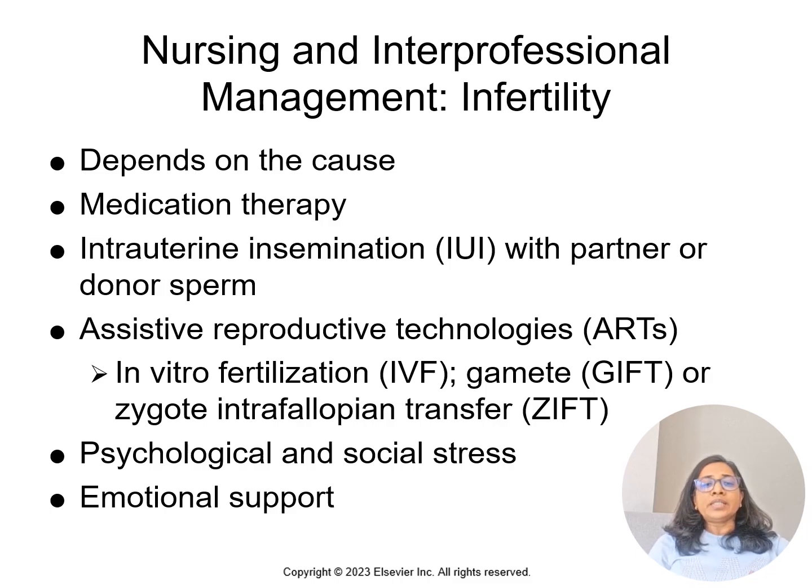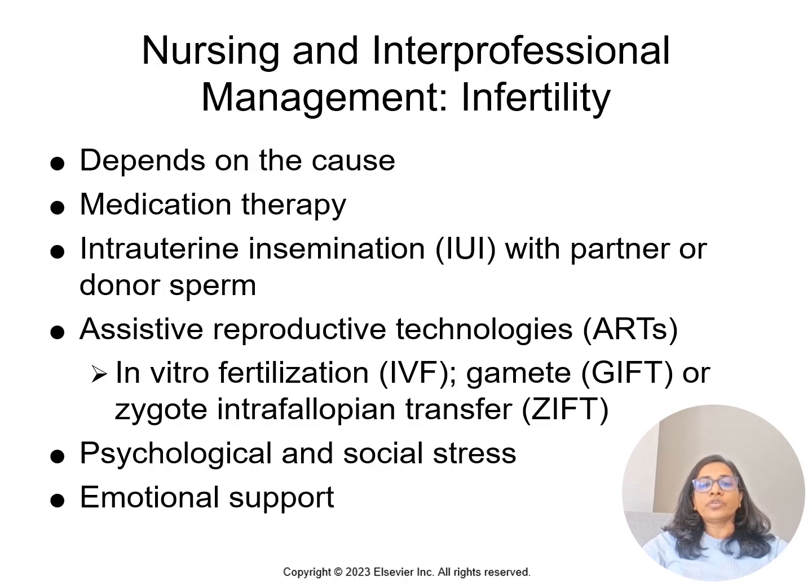Management is basically depending on the cause. So if it's related to anovulation, they might get ovulation medication. If there are any abnormalities in the fallopian tube, we will try to correct that. Other management of infertility is intrauterine insemination or artificial insemination. Then, depending on the technology used, different types of assistive reproductive technologies are used.